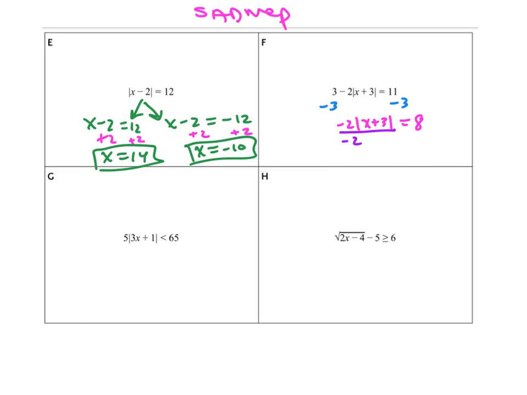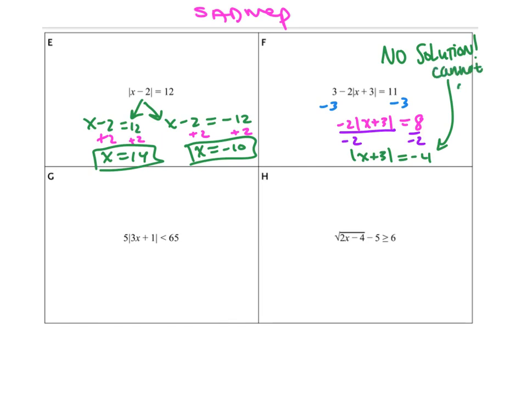Divide by negative 2, divide by negative 2. Uh-oh. Why did I say uh-oh? Do you know why? This is no solution. That's fun. I can never output a negative number.